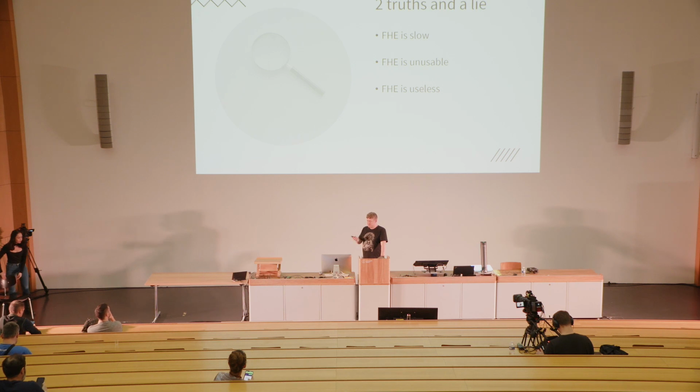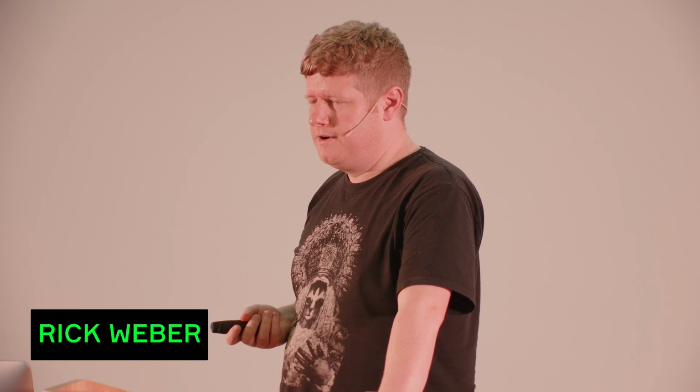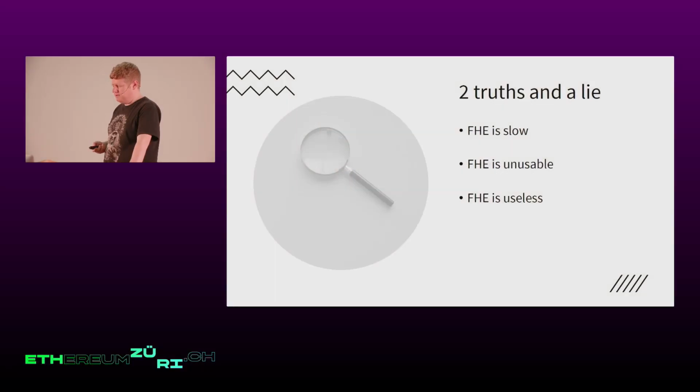So, just a quick survey. Has anyone here heard of fully homomorphic encryption? Okay, a few people. Then you may have heard some of these rumors. You may have heard that it's kind of slow. You've heard that it's unusable or that it's kind of useless. Two of these, in fact, today are actually kind of true in Web3, and one of them a little less so. And hopefully at the end of the talk, you'll know which is which.